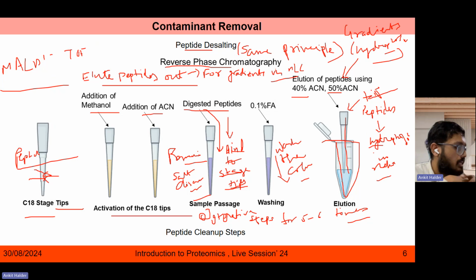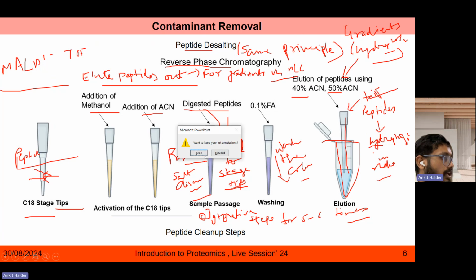And then the peptides will keep on eluting out until you get the peptides. So this is what we generally tend to do. That's why we increase the gradient during the elution of the peptides for reaching the mass spectrometry. Similarly, we speed up the peptides using reverse phase chromatography, where we increase the gradient of the peptides.